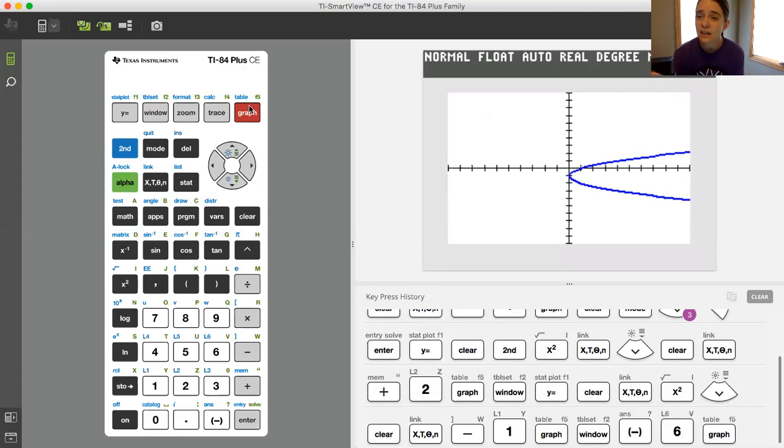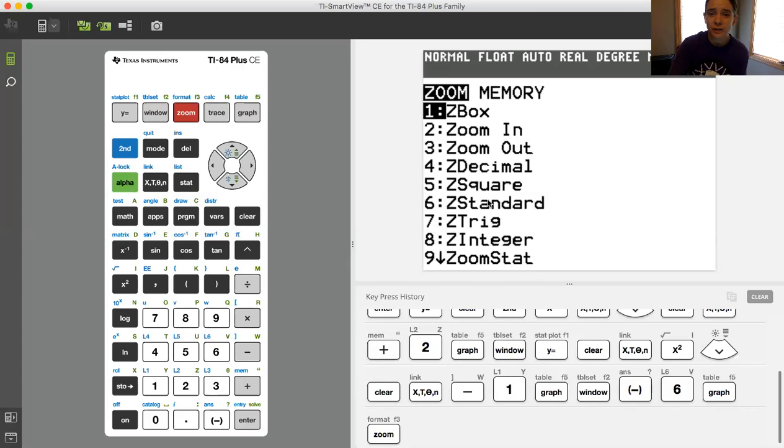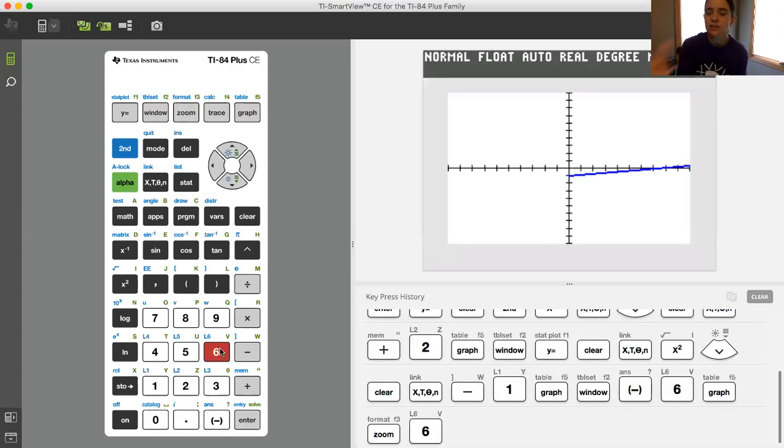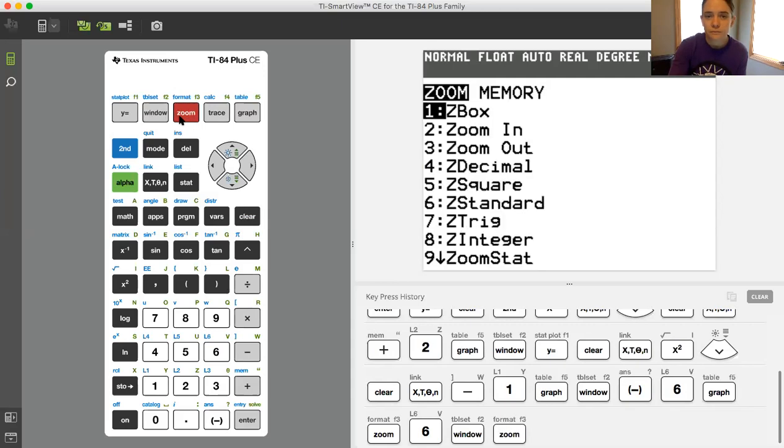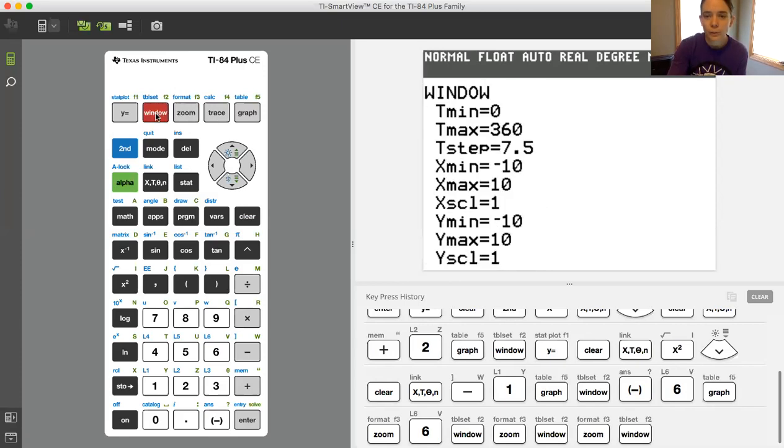Okay, well, let's say that you want your calculator to go back to normal. If I go to zoom standard, it takes the window back to where it normally was. Well, the only problem here is this t step right here. You don't want that to be 7.5.